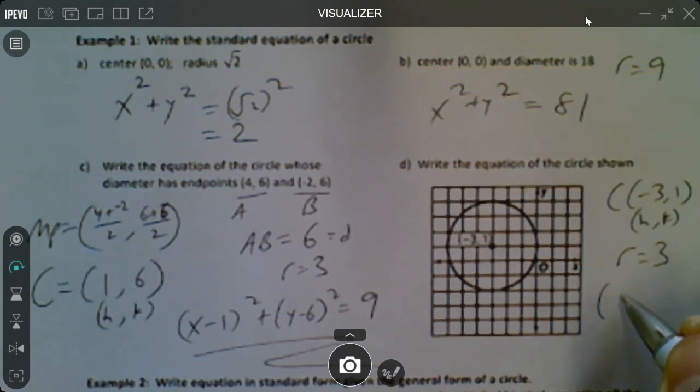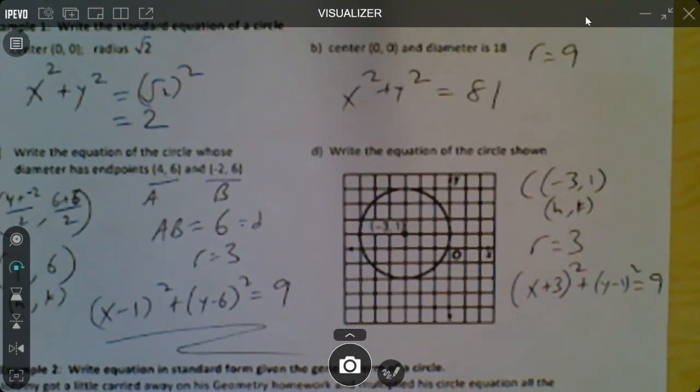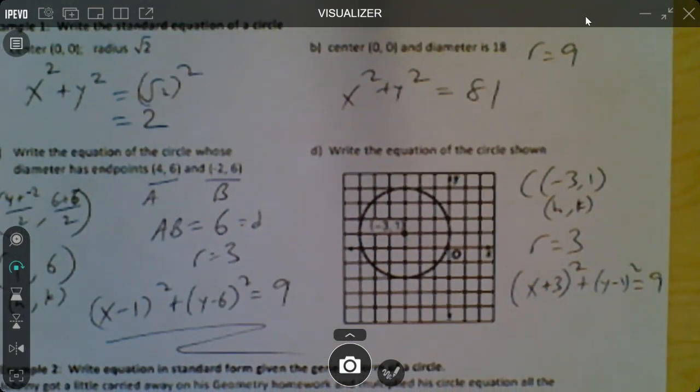So x minus -3 is the same as x plus 3, plus y minus 1 squared equals the radius squared, which is 9. Oops, that got cut off. There you go. Just a coincidence that both of those are 9, obviously.